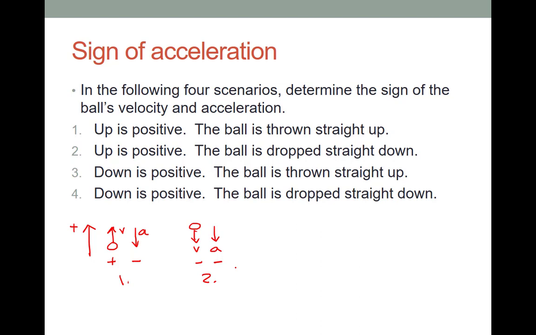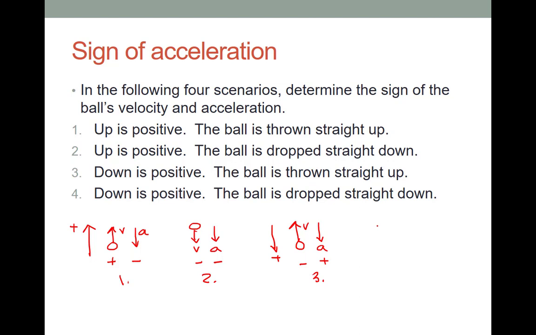Let's now rotate our coordinate system so that we have a down positive coordinate system. We go back to the ball thrown straight upward. So velocity is upward. This means our velocity is now negative because it's upward in a down positive coordinate system. But it is going to slow down as it travels. That means our acceleration is positive.